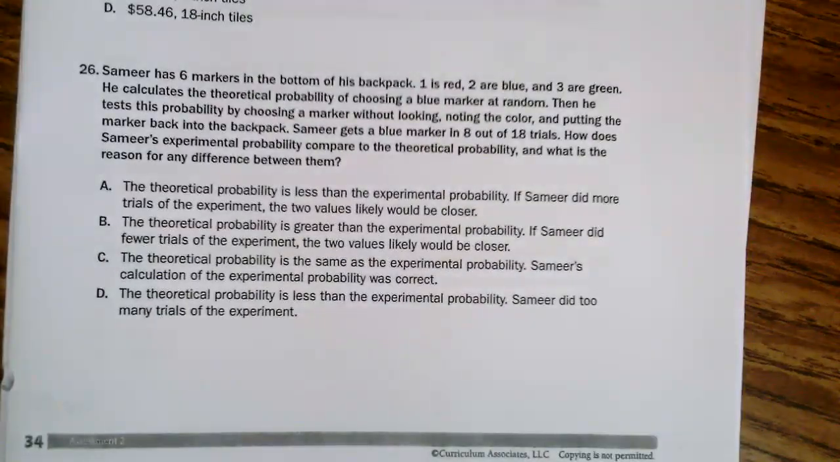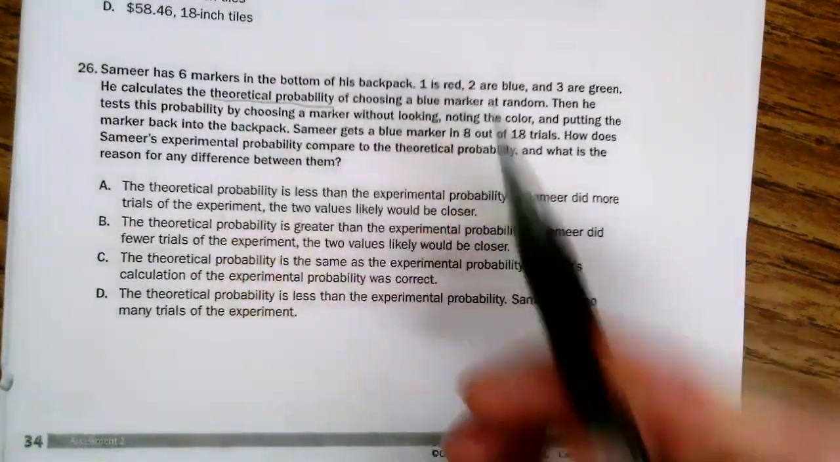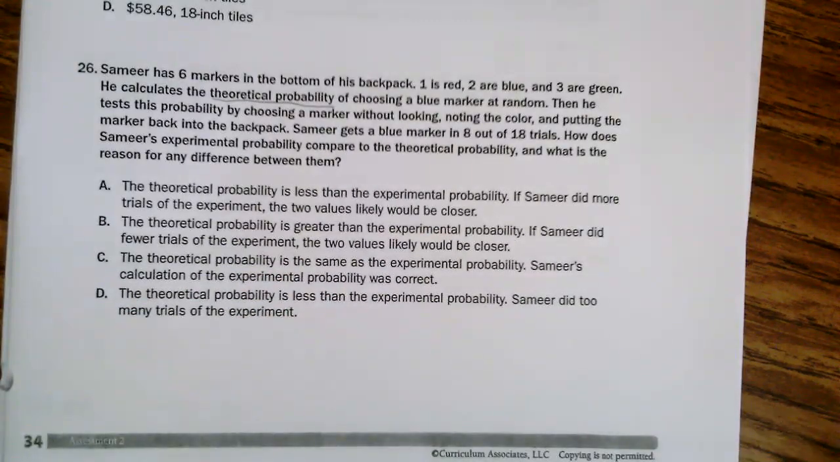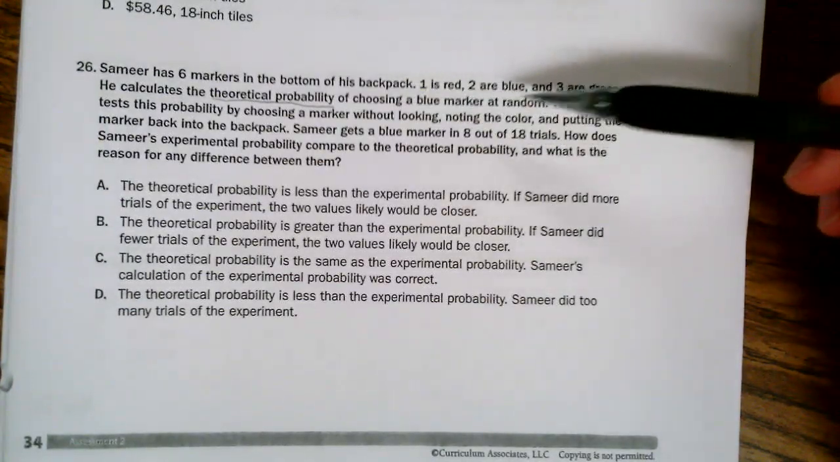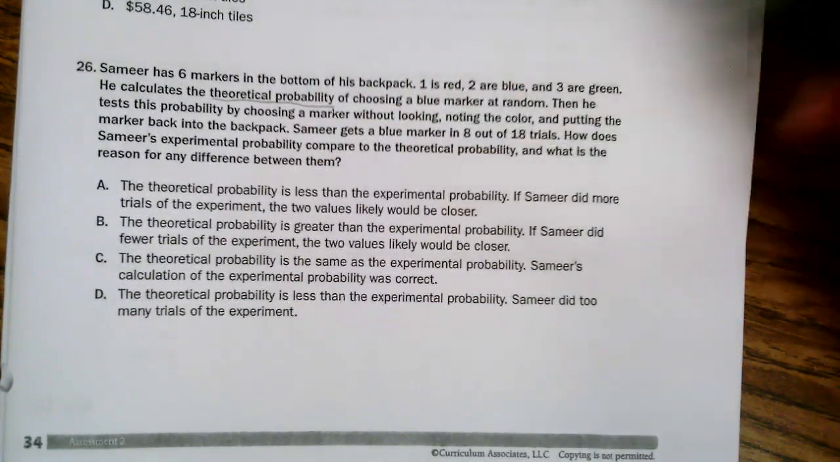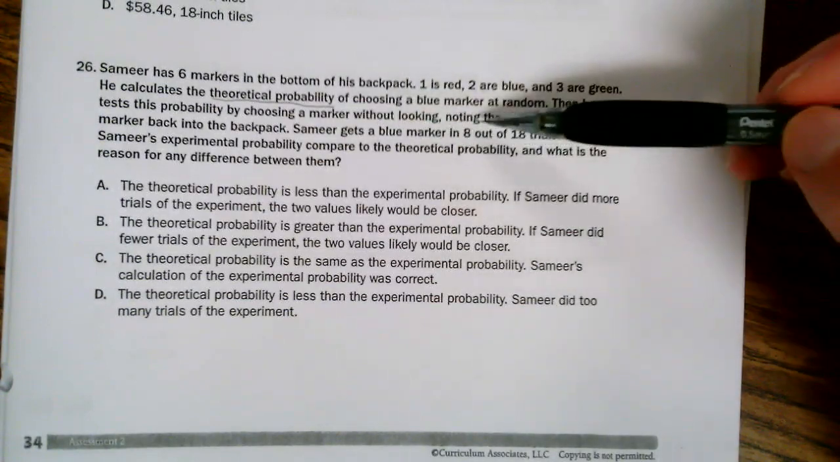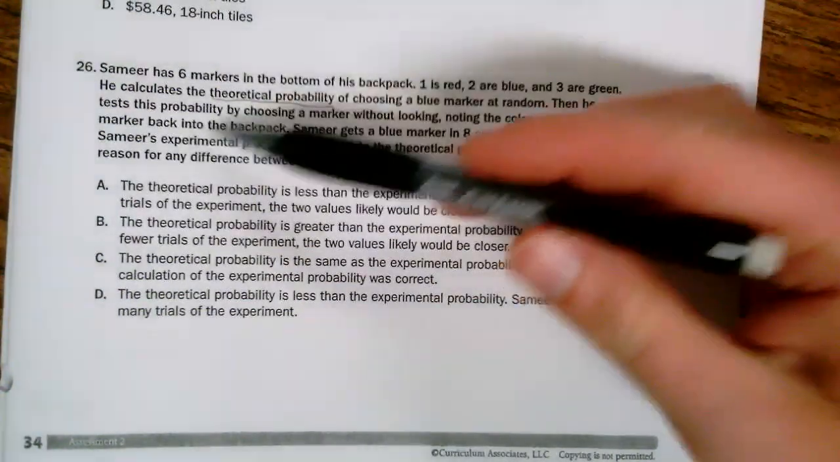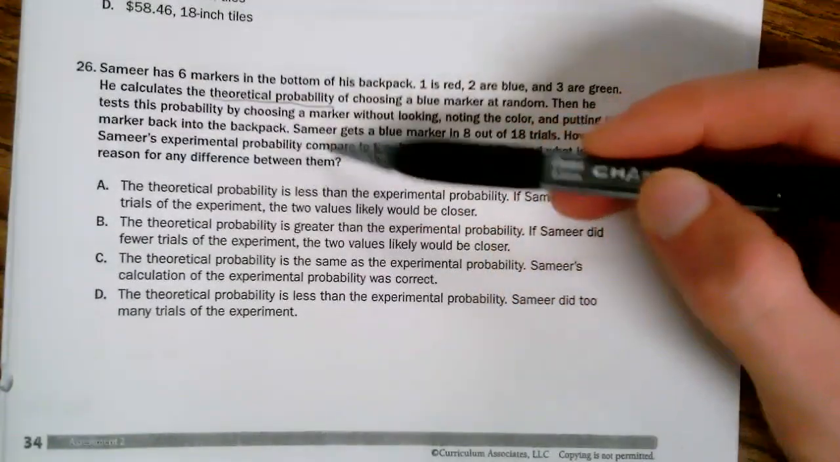Okay, it says Samir has 6 markers in the bottom of his backpack. 1 is red, 2 are blue, and 3 are green. He calculates the theoretical probability of choosing a blue marker at random. Okay, theoretical probability is what should happen if everything is equal, if everything happens perfectly. Then he tests his probability by choosing a marker without looking, noting the color, and putting the marker back into the backpack. Okay, so when you actually do the experiment, this is experimental probability. Samir gets a blue marker in 8 out of 18 trials. How does Samir's experimental probability compare to the theoretical probability, and what is the reason for any difference between them?